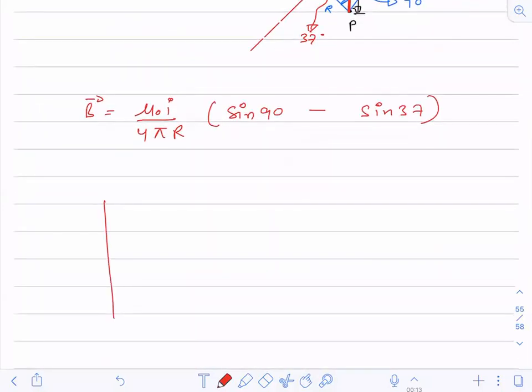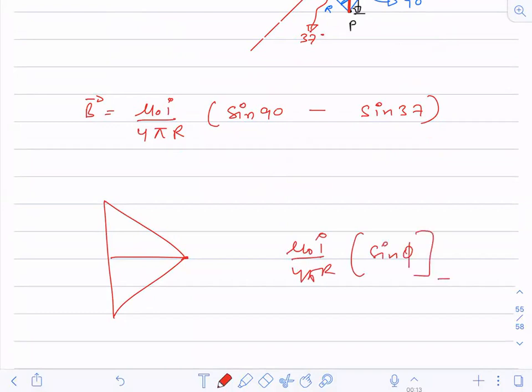Just see here. When you integrated this, if you remember, we wrote mu naught I by 4 pi r, and here we wrote sine phi, and we integrated from minus phi 1 to plus phi 2. And why was this minus sign coming? Because one angle was measured anti-clockwise and one was measured clockwise. So because this was measured clockwise, that's why there is a minus sign.